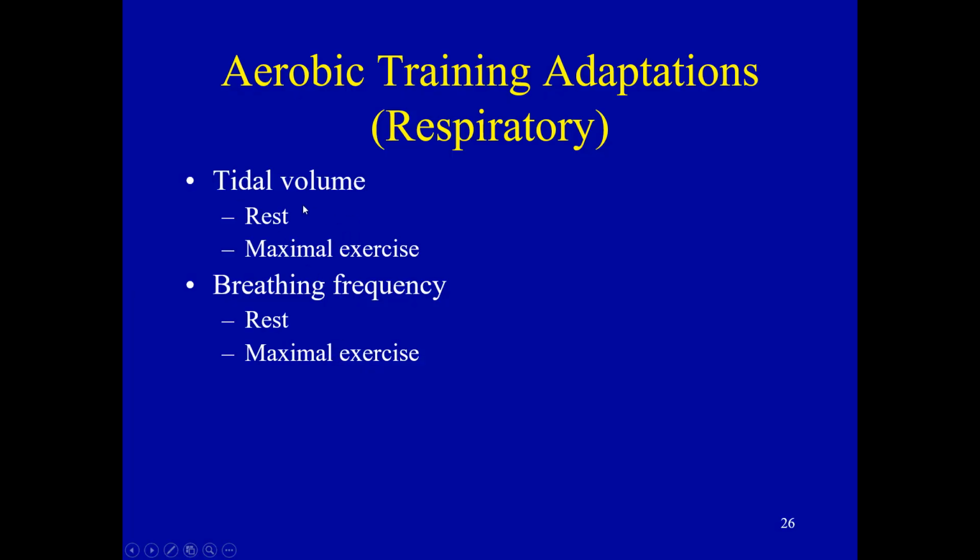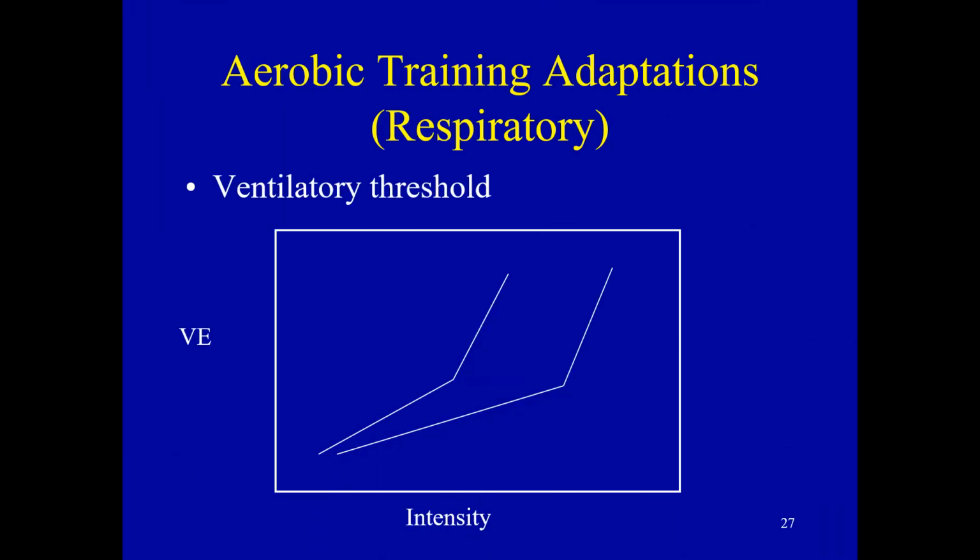With that, if we look at pulmonary ventilation at rest, there may be no change because breathing frequency went down and tidal volume went up, so no real change here. At maximal exercise, both of these are going up, max tidal volume and maximal breathing frequency, so maximal pulmonary ventilation tends to increase. Ventilatory threshold, which we've discussed, is very similar to the lactate threshold, so it's going to shift to the right, just like the lactate threshold did.